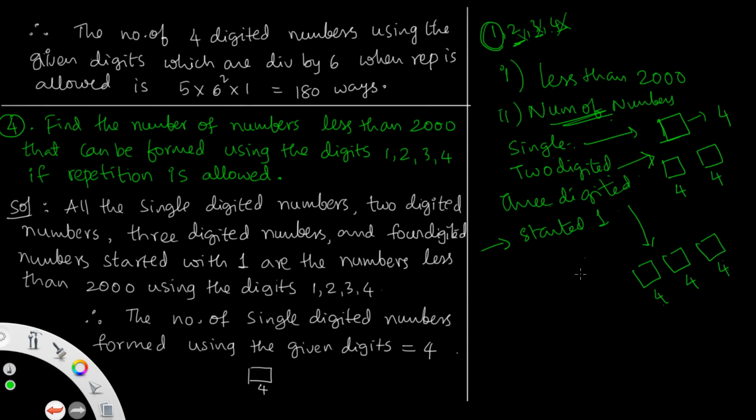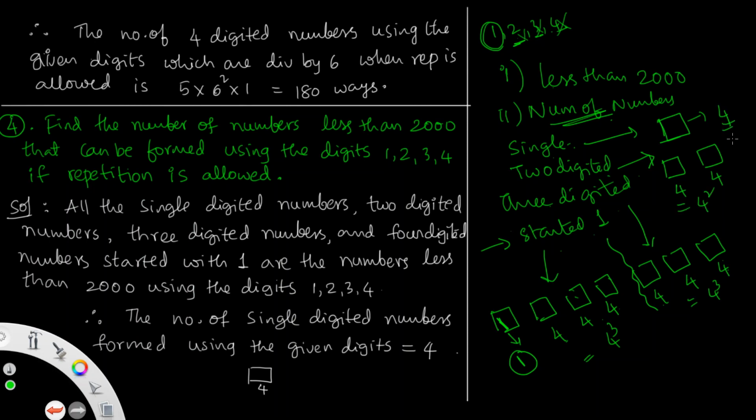But it started with 1. That means 4-digit numbers which can be formed starting with 1 only. The only choice is that 1 should be applied here, so this can be done in only 1 way. And the remaining boxes can be filled any number of times. You can get 4 ways for each box. So that is 4 cube here, 4 square here and then 4 here. So the total value is 4 cube plus 4 square plus 4 plus 4 cube. Then you get the total value.